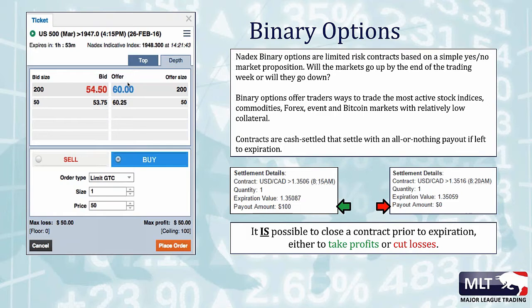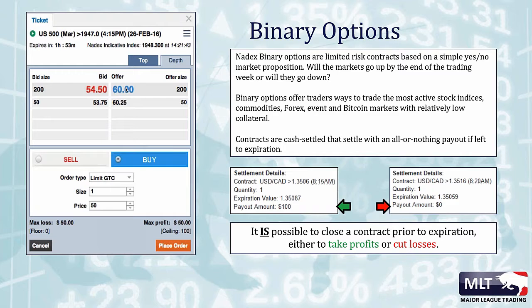So if you bought this binary option and we either didn't move or even went down a point, we would be trading 1947.3, or we could go up 3, 4, whatever it is. You would receive the full value of the contract, which is $100. So the full value of the contract, $100. And in this specific case, if you were going long the contract, you would have to pay $60.